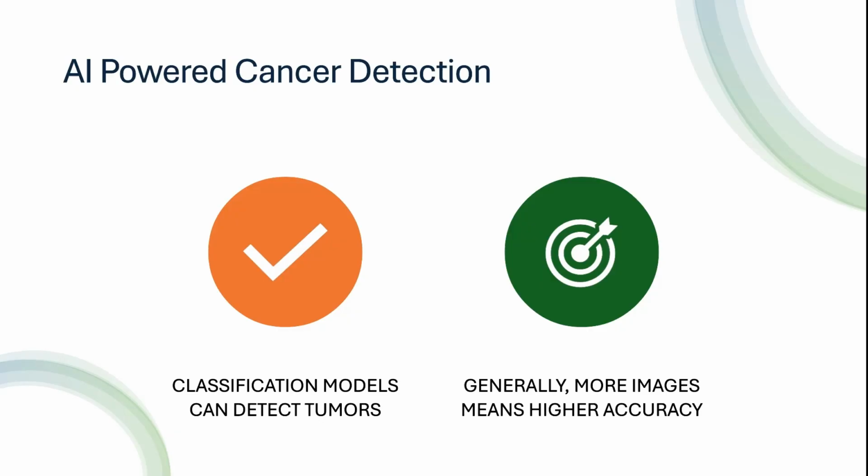AI has many use cases, but one in the field of medicine is image classification. For our project, we focus on brain tumor detection. We trained an AI model to classify images into two categories: images depicting brain tumors and images that don't.